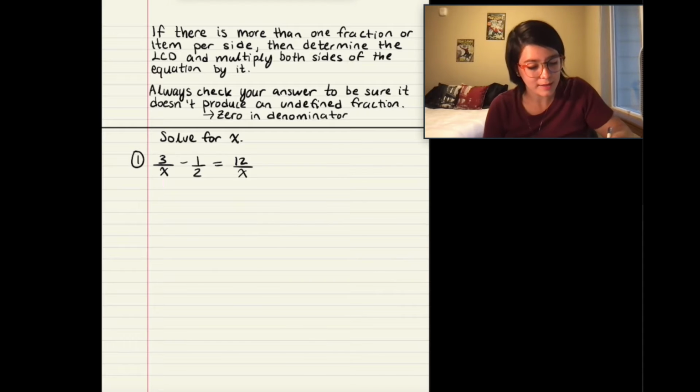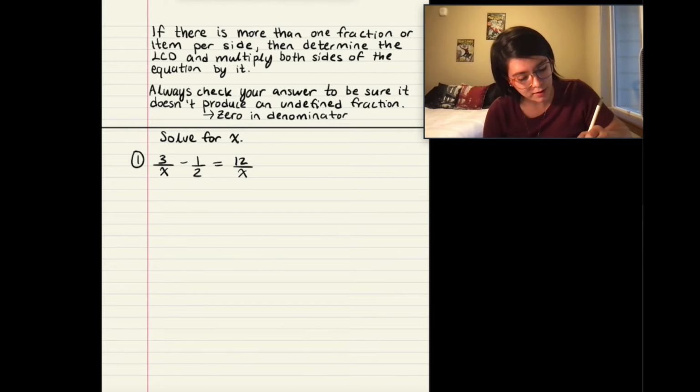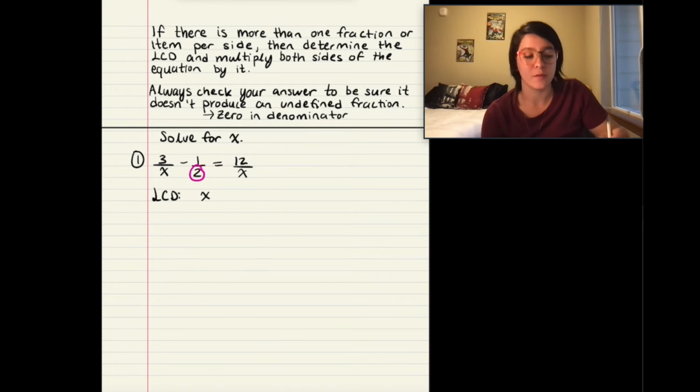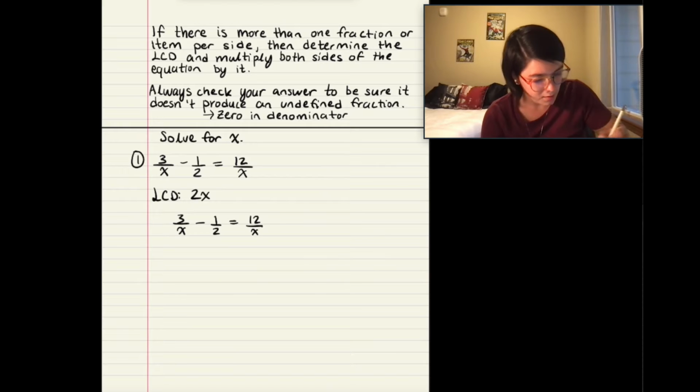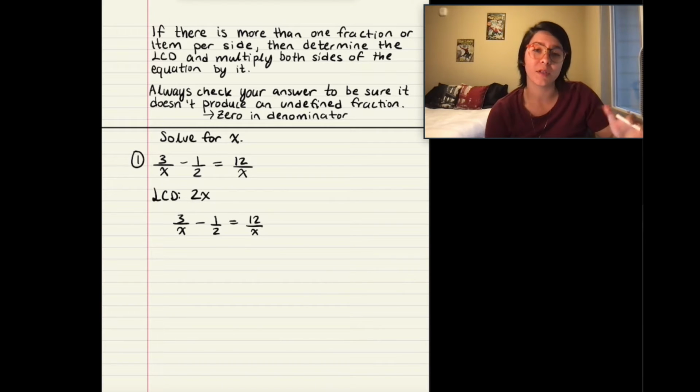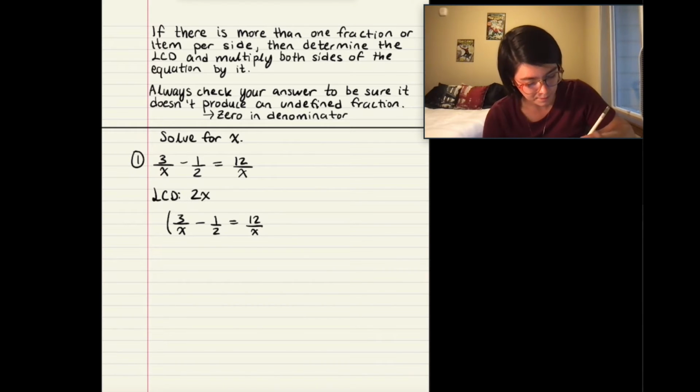So recall from class that to find our least common denominator, we'll look at our first term, and our denominator there is x. And we want to look at the second term and make sure we don't have anything left over, but for this one we do. We have 2. So our least common denominator will be 2x. And so now, we're going to take both sides of the equation and multiply by 2x.